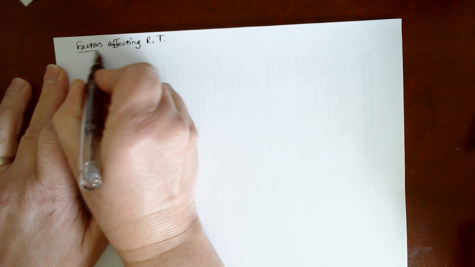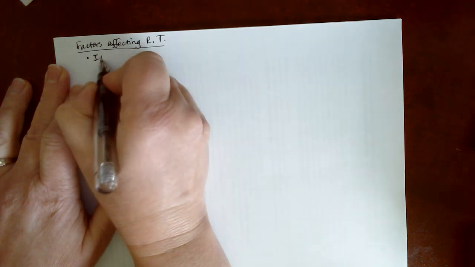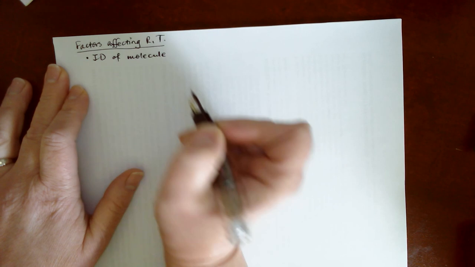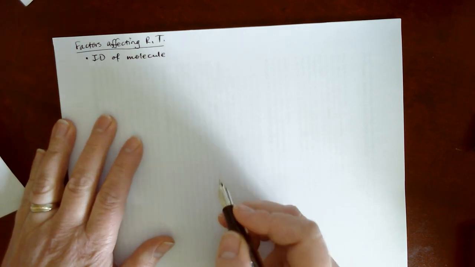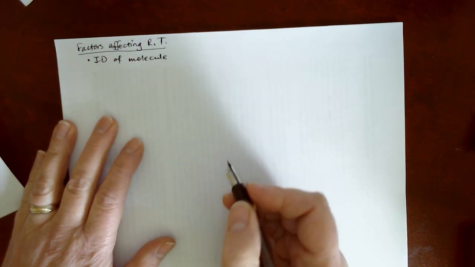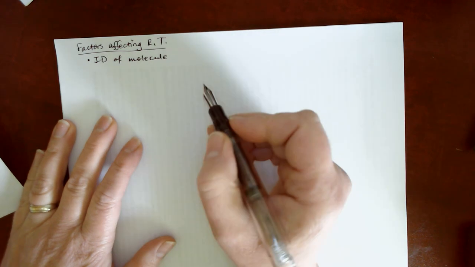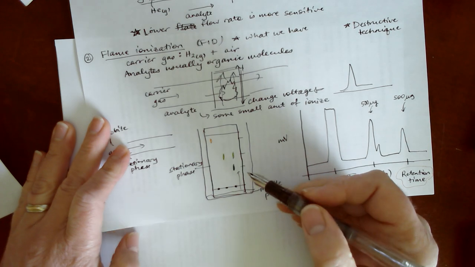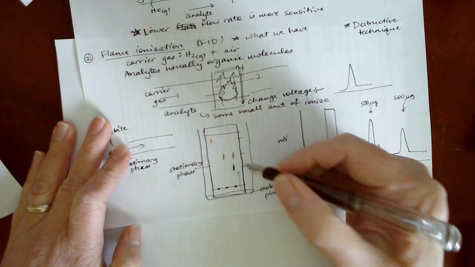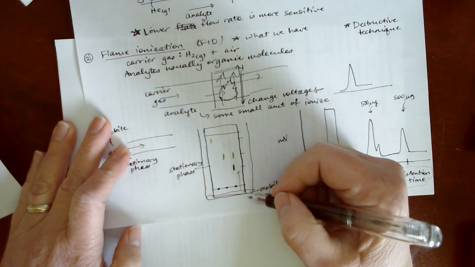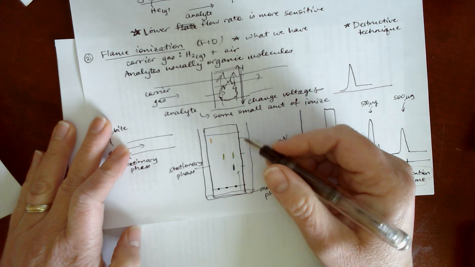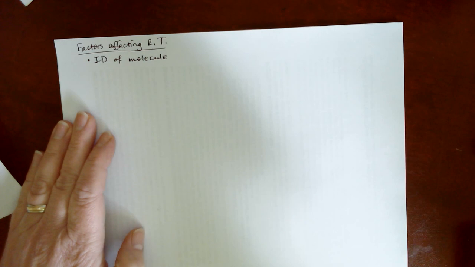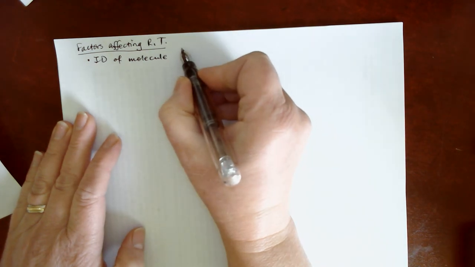So obviously, the identity of the molecule is going to affect its retention time, because that's going to depend on how long it stays in the column. So just like with our liquid chromatography, if we have some polar analytes and we use a non-polar solvent, those are going to come up the column really slowly compared to if we use a polar solvent. So that's also still going to be true about the retention time in gas chromatography.